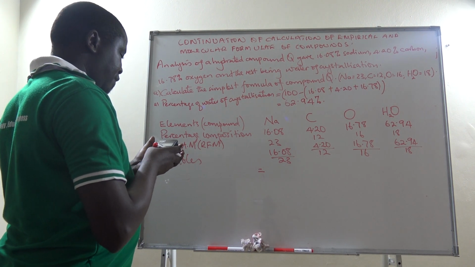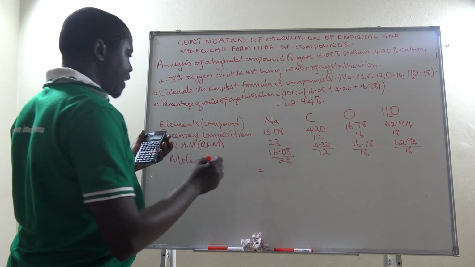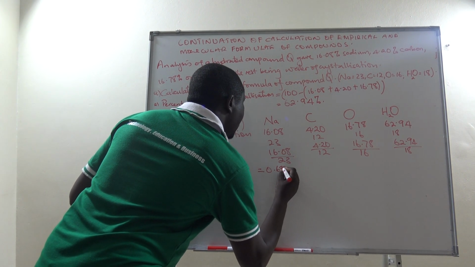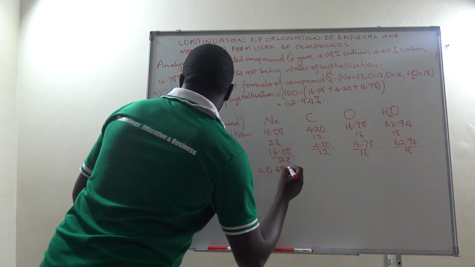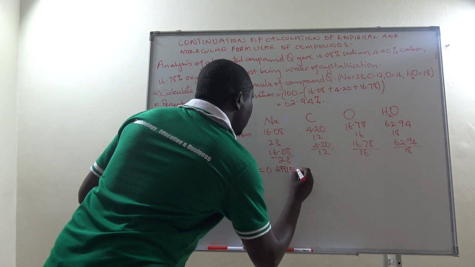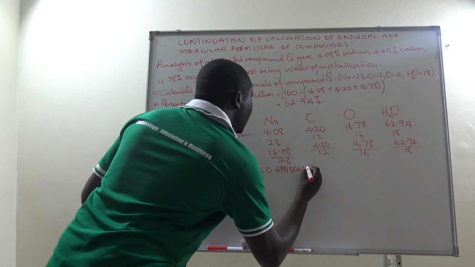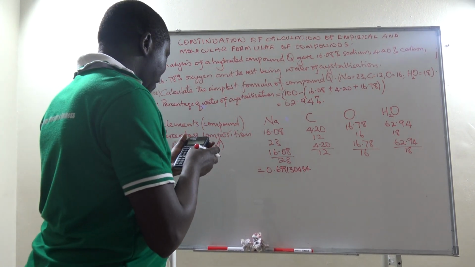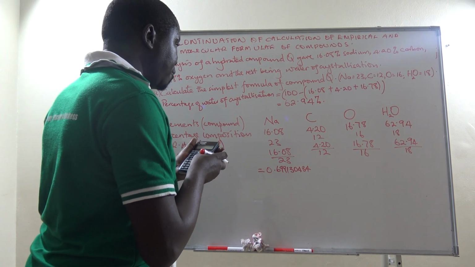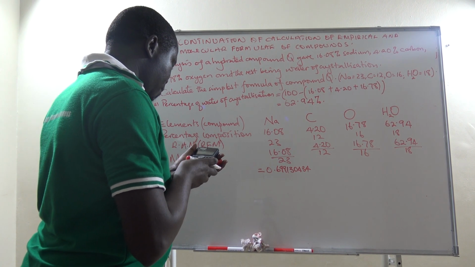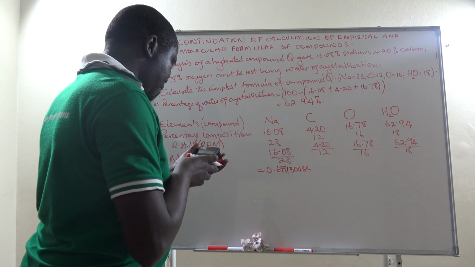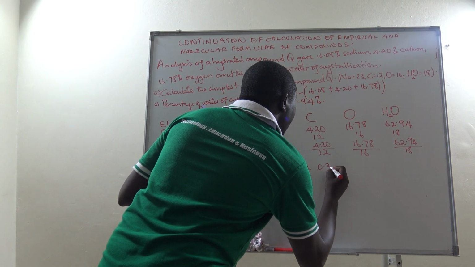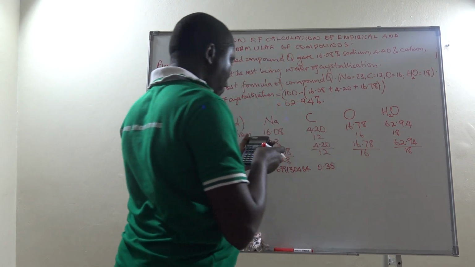So 16.08 divided by 23, what we get is 0.6991304. I have not rounded off, so you also never do that. Then we go to carbon, it is 4.20 divided by 12. And this one has given us exactly 0.35.